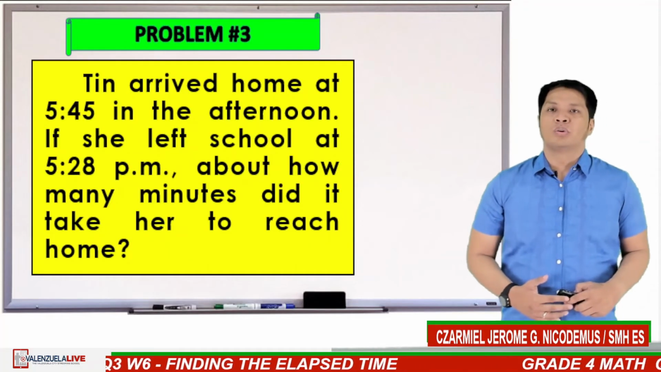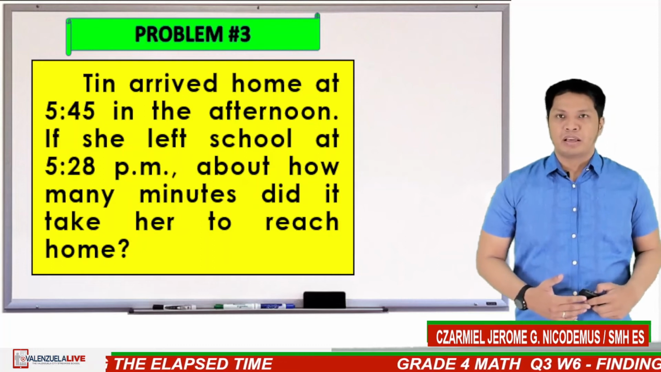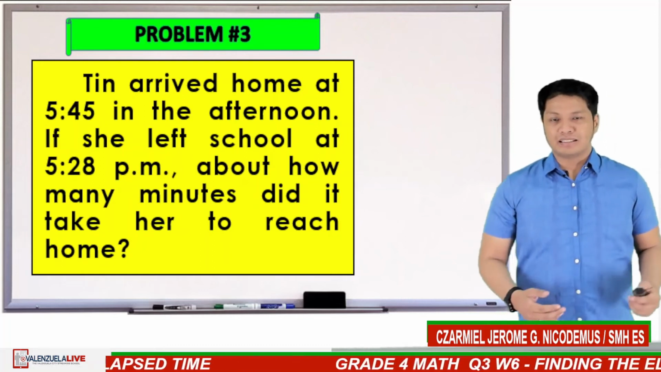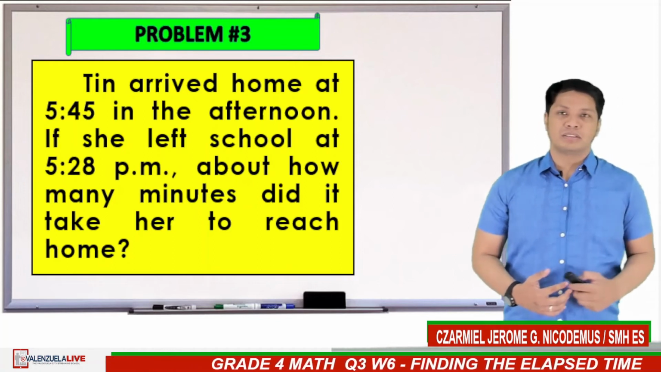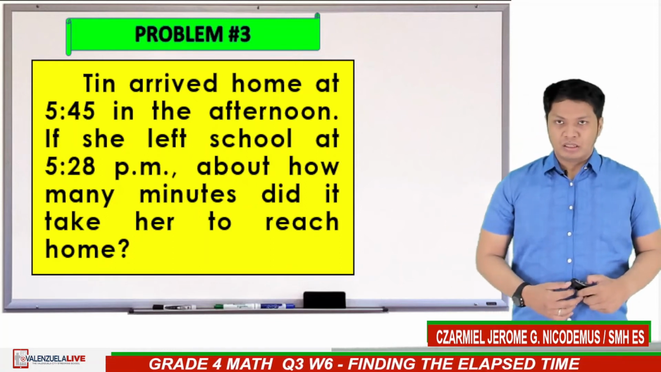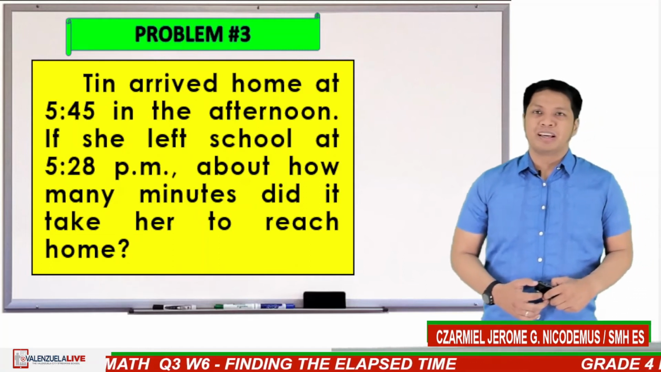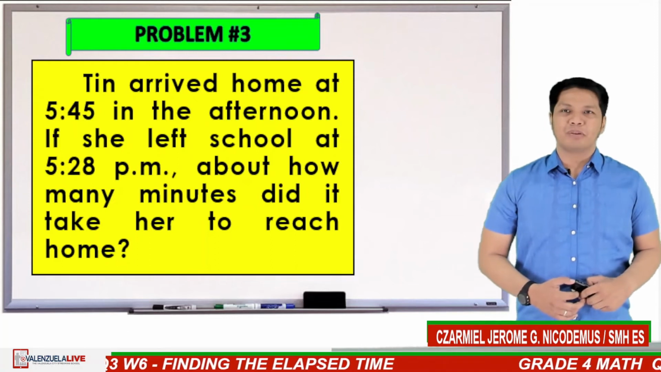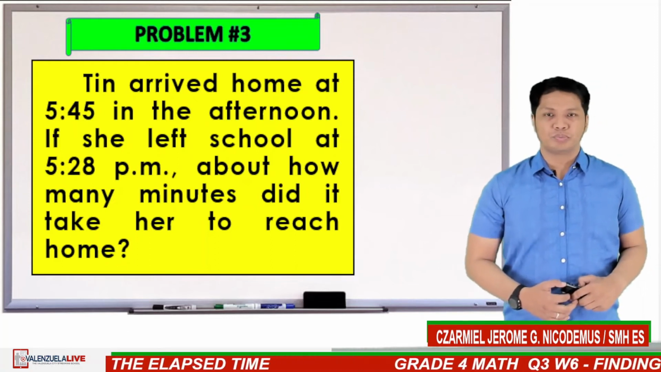So let us have our third word problem. Let us read and analyze this so we can solve this afterwards. Tin arrived home at 5:45 in the afternoon. She left school at 5:28 p.m. About how many minutes did it take her to reach home?